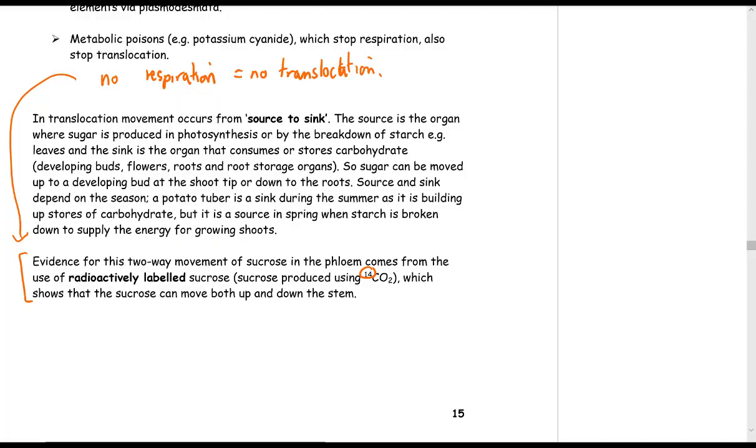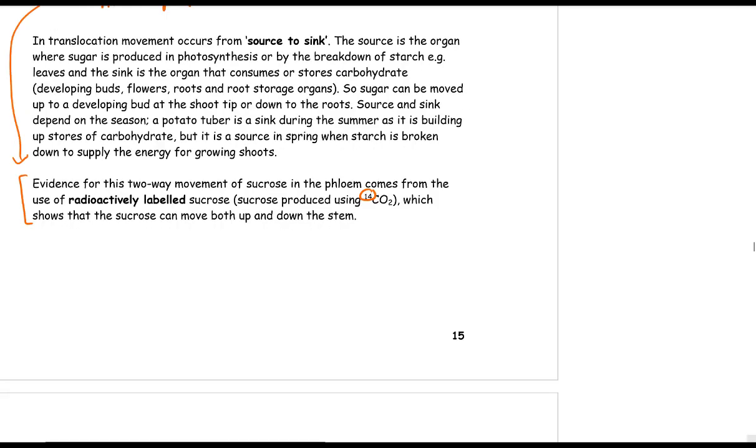Now, as I say then, the movement in translocation occurs from source to sink. The source is the organ where sugar is produced in photosynthesis or by the breakdown of starch, for example the leaves, and the sink is the organ that consumes or stores the carbohydrate. So the sugar can be moved to a developing bud at the shoot tip or down to the roots. But as we explained earlier, source and sink depend on the season. A potato plant is a sink during the summer as it builds up stores of carbohydrate, but it is a source in spring when starch is broken down to supply the energy for growing shoots. And that's everything you need to know about translocation.